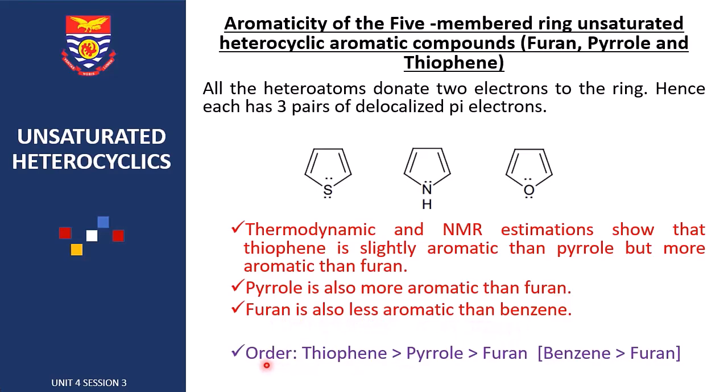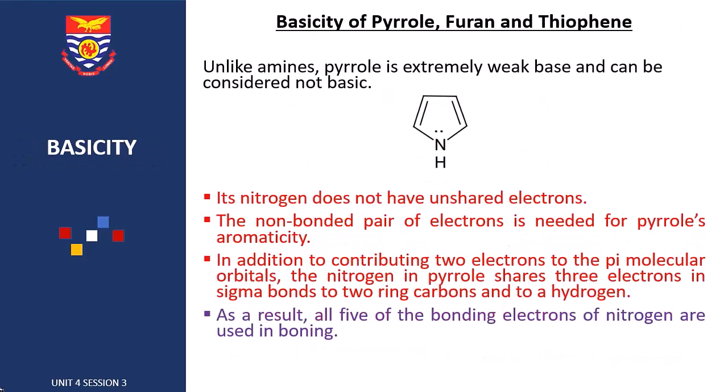So the order of decreasing aromaticity is here. You have thiophene being the most aromatic between the 3, followed by pyrrole and furan. And benzene happens to be more aromatic than furan. Now, the next thing to talk about is the basicity between these 3 heterocyclic compounds, right? So between these 3, let's consider pyrrole for instance.